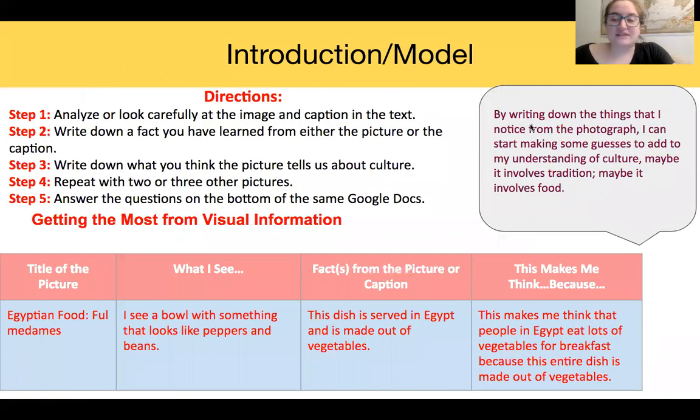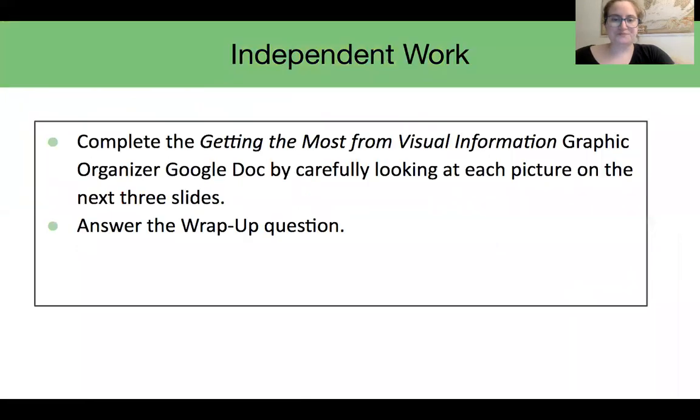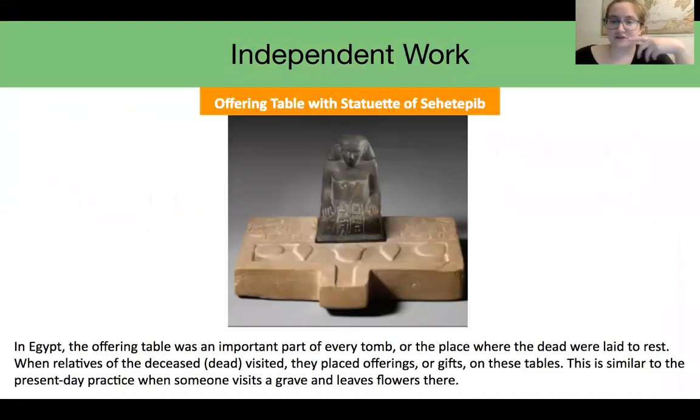Now, once they've looked at the images and read the caption, then they're going to complete the Getting the Most Visual Information graphic organizer. So they're going to write what they see, the facts that they've learned from the caption, and what it makes them think. This is a great way to incorporate thinking about captions with another image analysis tool, the Getting the Most from Visual Information tool. They then go off and work independently on the same activity you've just modeled.